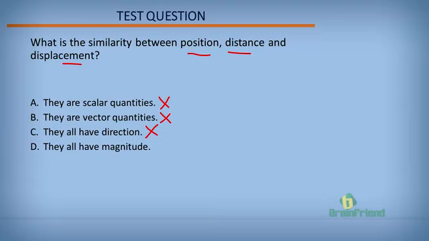The fourth option says they all have magnitude, and this is the correct answer right here, because position has magnitude, distance has magnitude, and displacement also has magnitude. So if you chose option D, you are very correct.